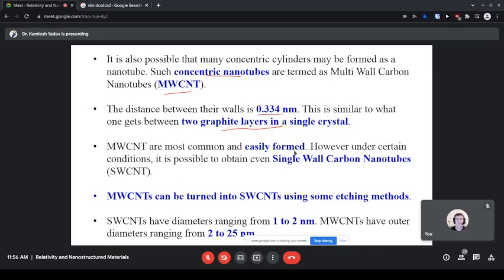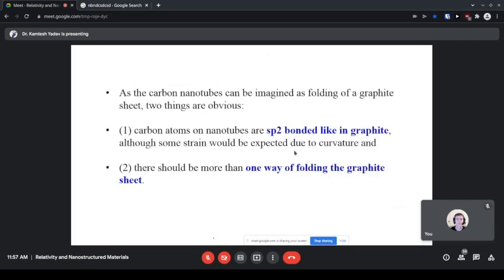This multi-wall carbon nanotube, we can synthesize easily, but it is difficult to synthesize single wall carbon nanotube. But if you prepare multi-wall carbon nanotube, then by using the etching method, we can obtain single wall carbon nanotube. In case of single wall carbon nanotube, the diameter ranges from 1 to 2 nanometer. And if you consider the multi-wall, that is 2 nanometer.